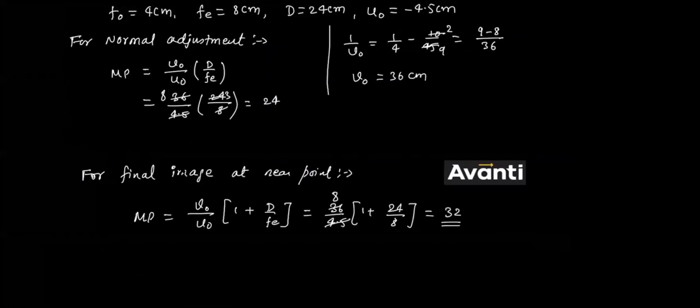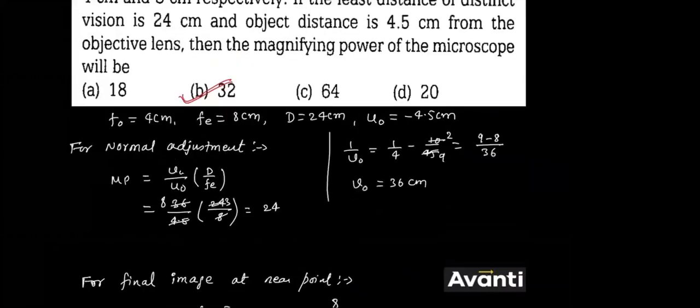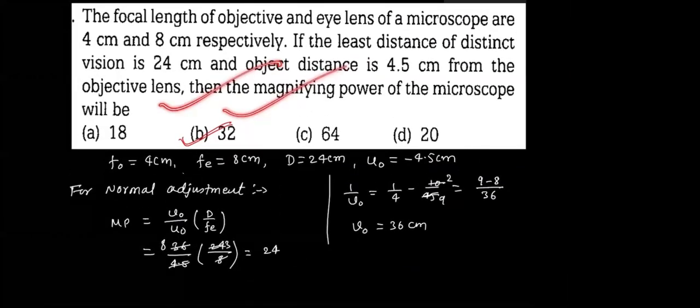If you ask me what should be the ideal condition, ideally it should be mentioned here. Ideally it should be mentioned कि कौन से condition में magnifying power is asked. If it is not mentioned, and this question has been asked in the examination, will you leave this? So I will say no, you should not leave this. You should go for this answer.